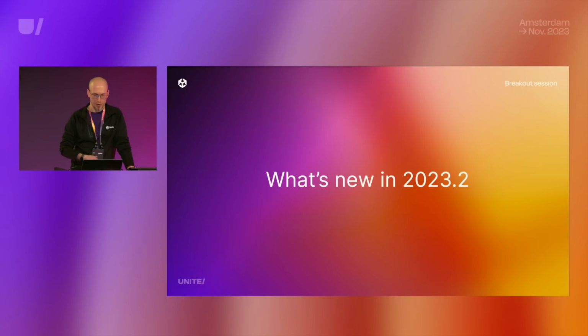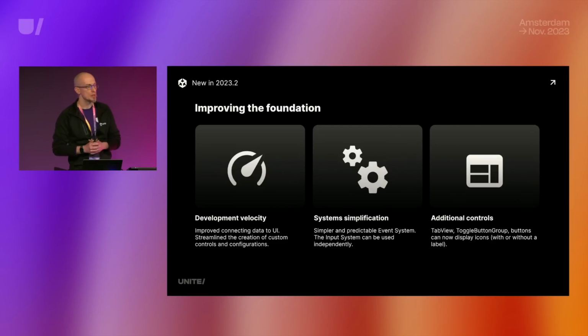And speaking of new features, now we're going to go over what is being released in 23.2. For this release, we focus on improving the foundation of UI Toolkit before we continue growing the feature set. That work is divided in 3 main categories. We wanted to make it more efficient to build dynamic user interfaces and make it easier to create custom controls that are also easier to configure.